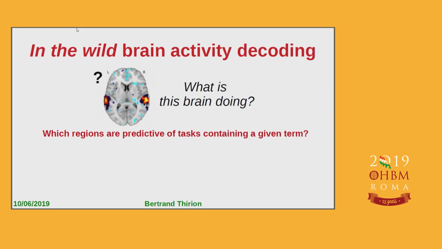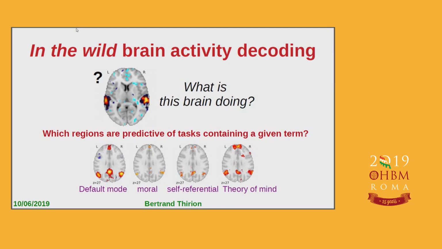So in the wild brain activity decoding means that you give me any image from a protocol that I've never used before, never seen before, and I try to decode what the subject was doing when you acquired the image. Of course, I may not be able to describe precisely the task, but can I actually grasp the main things that were probed in this experiment? In more neuroscientific terms, the question is: what are the brain regions important to decode some information about cognitive activities?